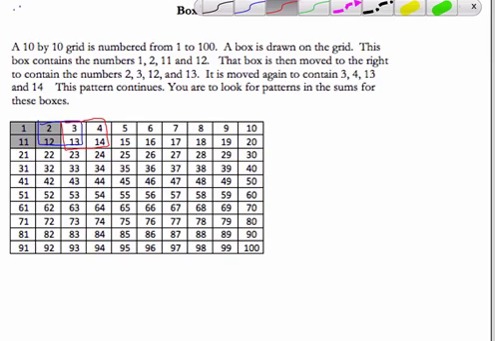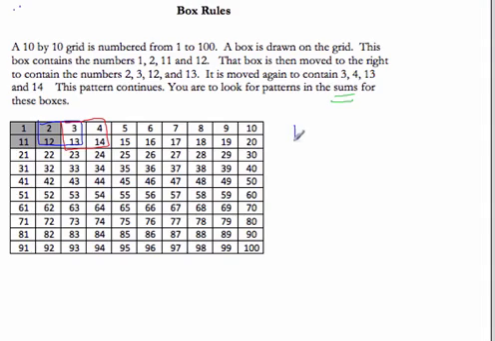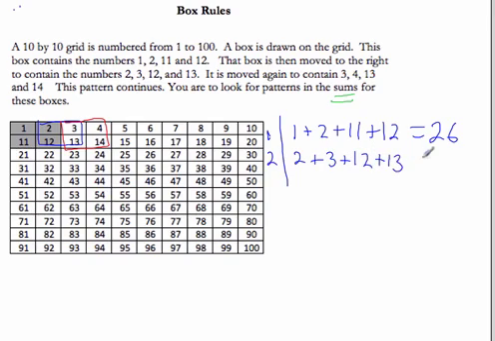Well, let's underline that sums because we're looking at the sums here. So if we look, it's told us what we're starting with. The first box starts with 1, and we have a sum of, if we add those all up, 1 plus 2 plus 11 plus 12 gives us 26. All right, so when we start with 1, we have a sum of 26. Well, what if we did the blue box? Okay, in the blue box, we would do 2 plus 3 plus 12 plus 13, and we get 30.